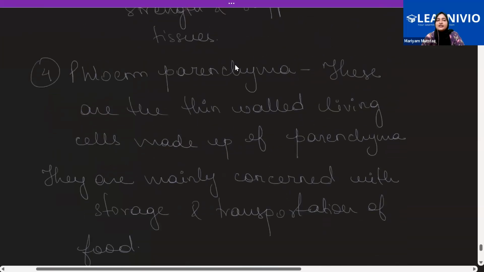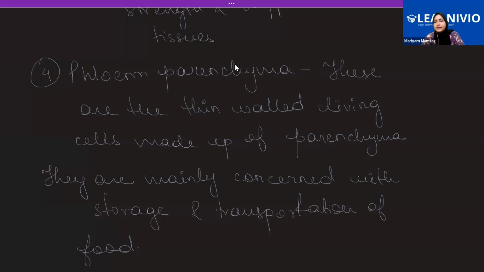Lastly, the last component of the phloem is the phloem parenchyma. Since it is parenchyma, it will be living. These are thin wall living cells which are mainly concerned with the storage and the transportation of food. So the food gets transported into the plant's body via the phloem parenchyma. Is it clear, everyone?